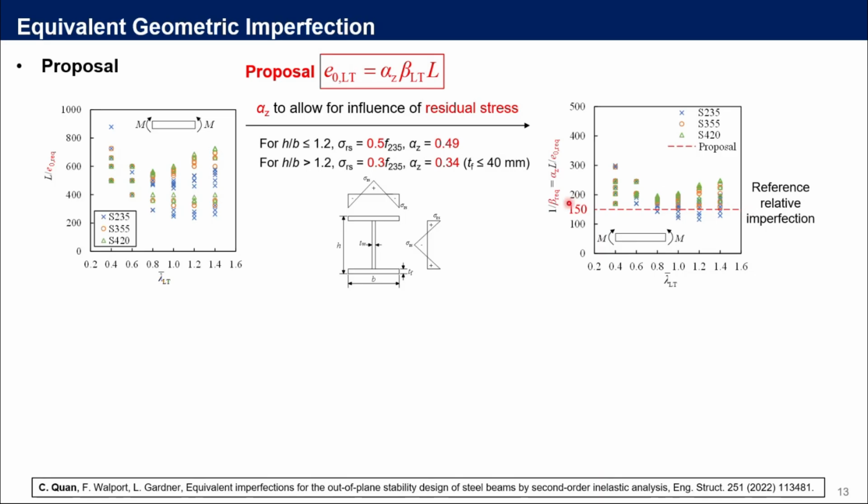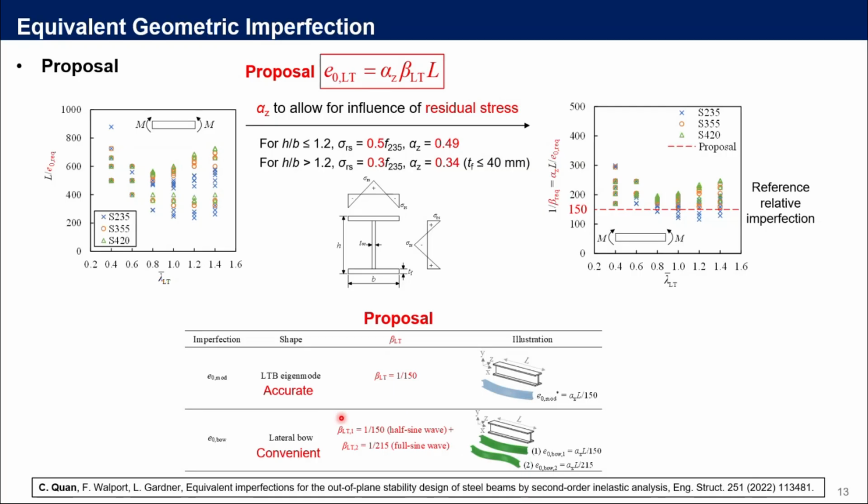Based on these numerical beta values, finally, we recommended the beta values to determine the equivalent geometric imperfection. Here, we proposed two formats of the equivalent geometric imperfections.